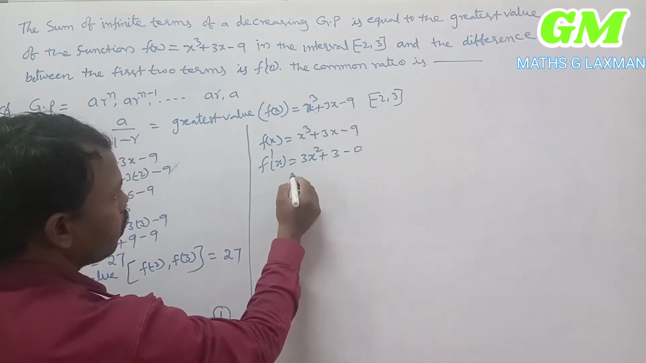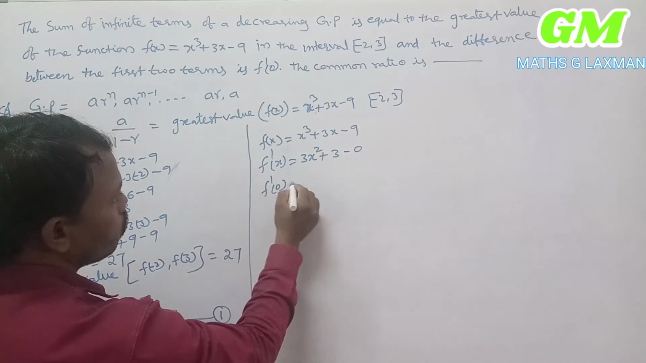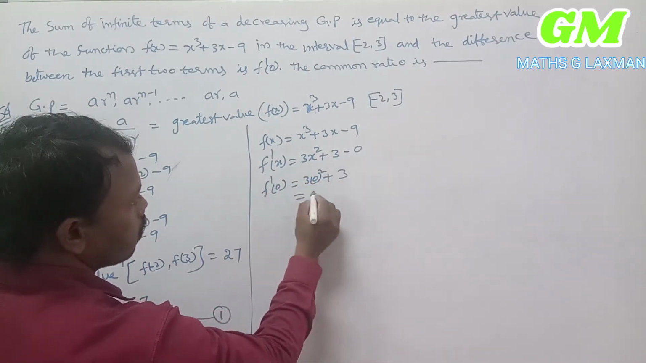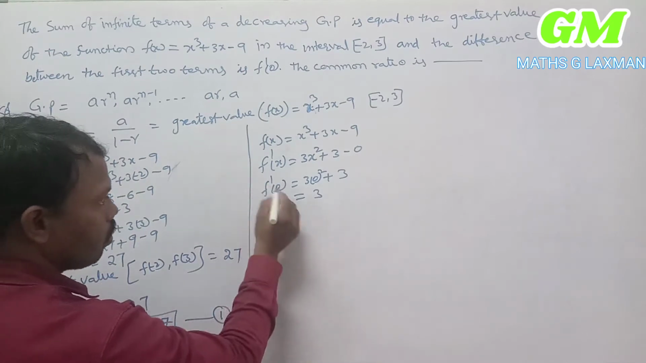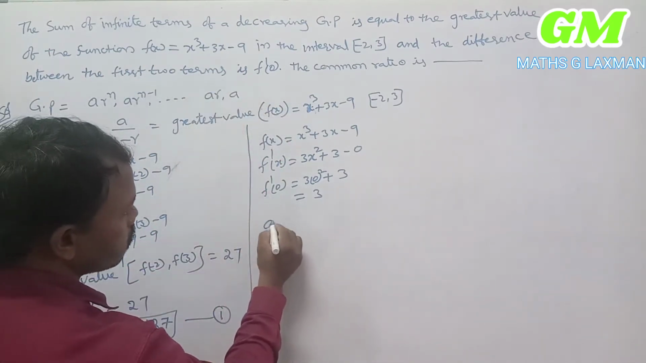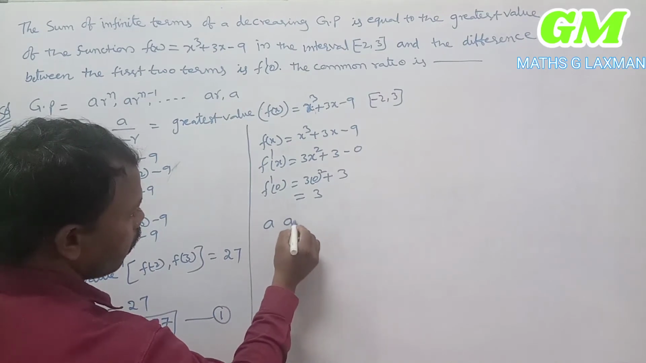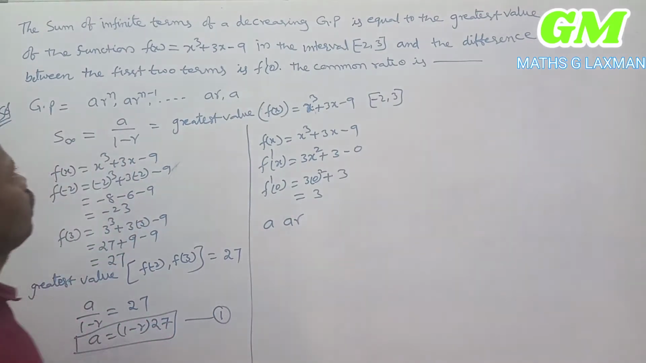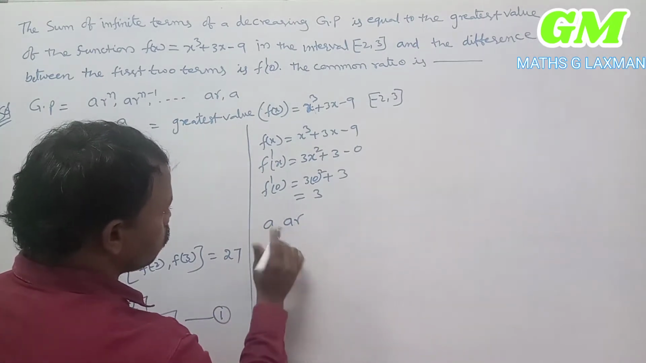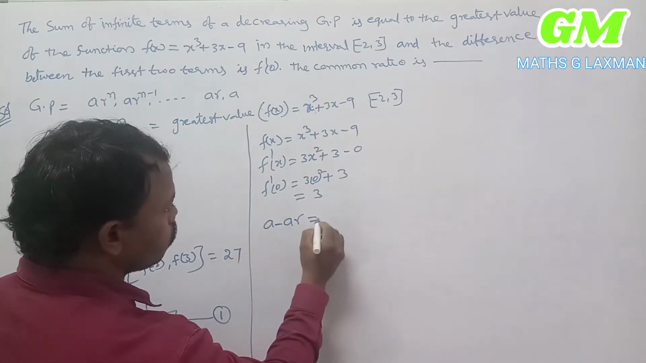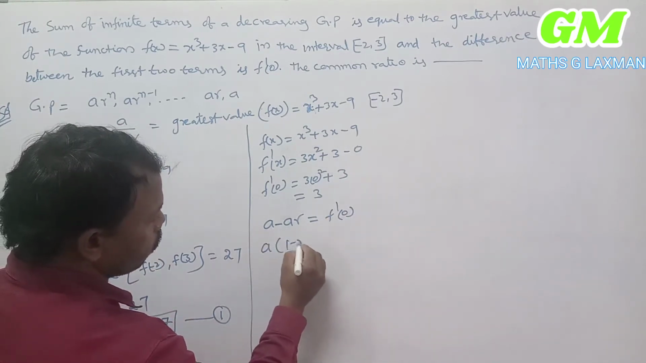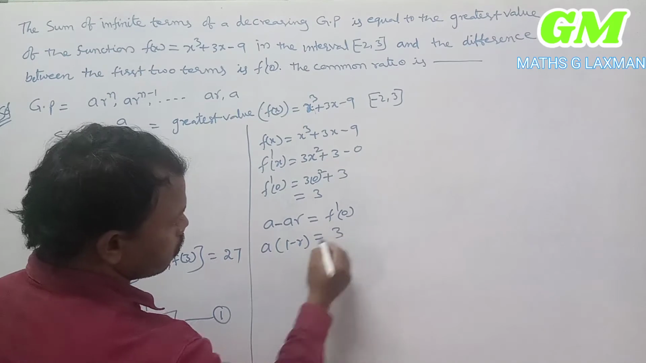So whatever it may be, f dash 0 is equal to 3 into 0 square plus 3, so that is equal to 3. The difference between the first two terms is given. The first two terms are a and ar. The difference of these two is equal to f dash 0. So take a as common, a into (1 minus r), and f dash 0 is 3.